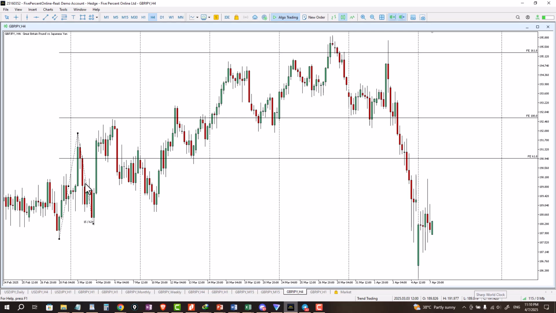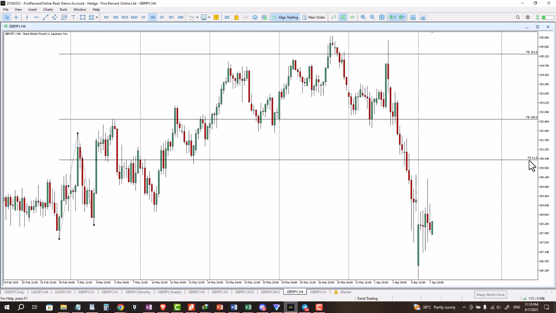Now you can see that since our pullback ended here, the Fibonacci expansion tool is telling us that if we want to use the 61.8 Fibonacci expansion level as our profit target level, then our trade profit target will be somewhere here. If on the other hand we want to use the 100% Fibonacci expansion level as our profit target, then our profit target will be somewhere here. But if we wanted to use the 161.8 Fibonacci expansion level as our profit target level, then this would be where our profit target will be. Now, with this in mind, I've configured my Fibonacci tool in MetaTrader to help me see where my profits are at and all of that, okay?